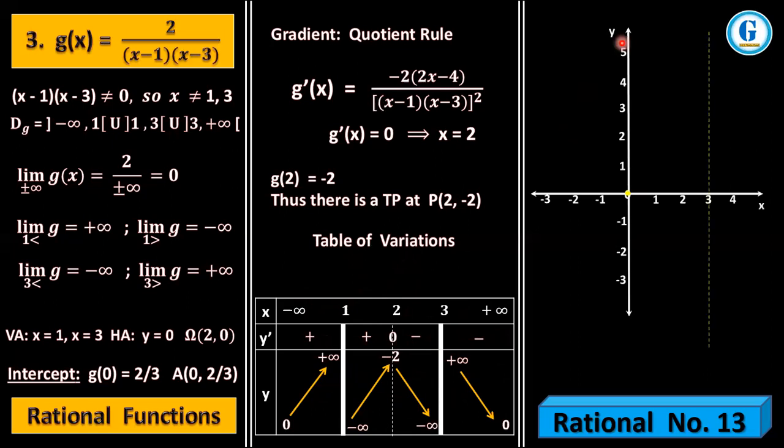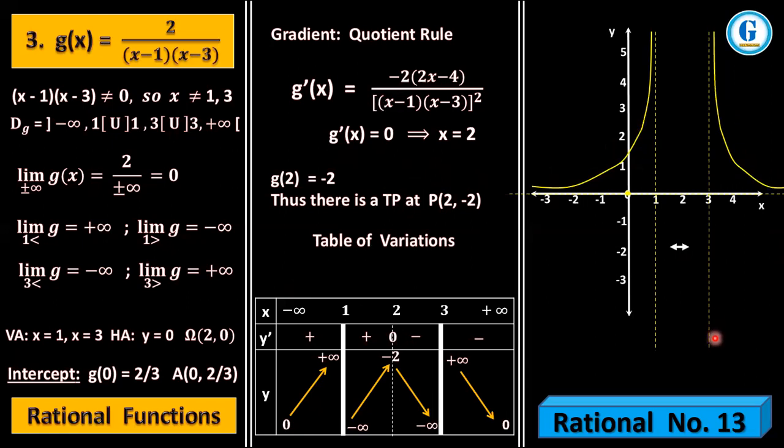We have 3 asymptotes: x equals 3, x equals 1, and y equals 0. These are the 3 asymptotes. We have intercepts at 0 and 2 and 3. All right, the line is a bit up, but please, it's just a drawing issue. Then we have a turning point somewhere. We have a turning point at (2, -2). Right, that's the other side of the curve. This is the turning point at (2, -2).